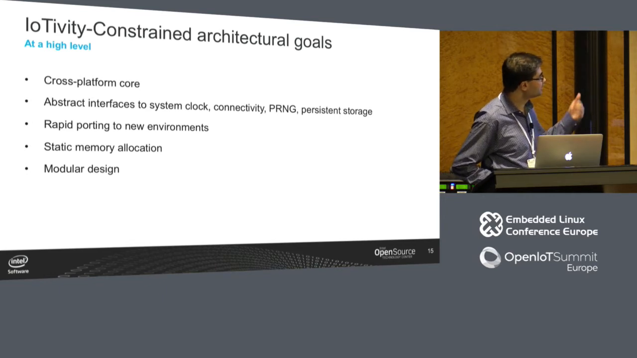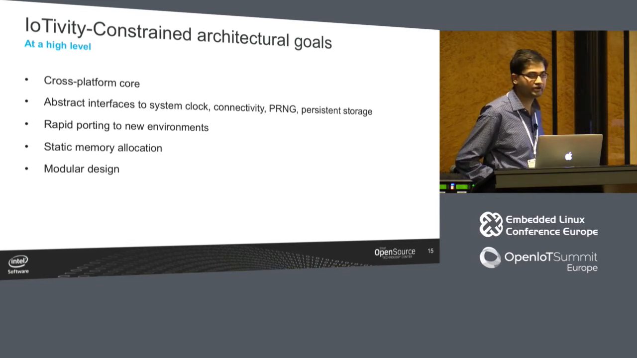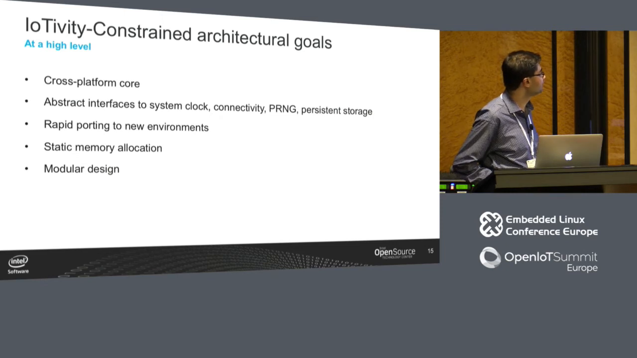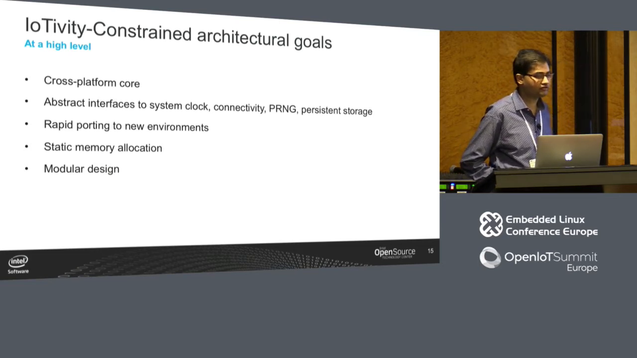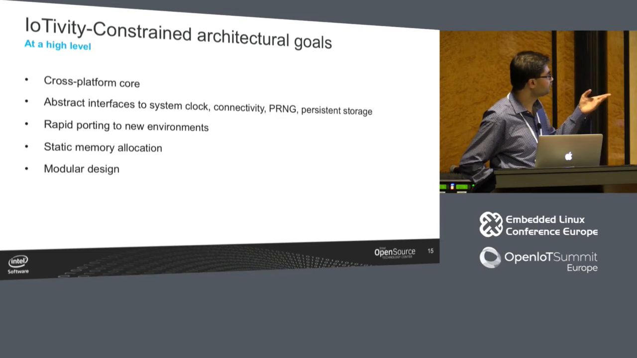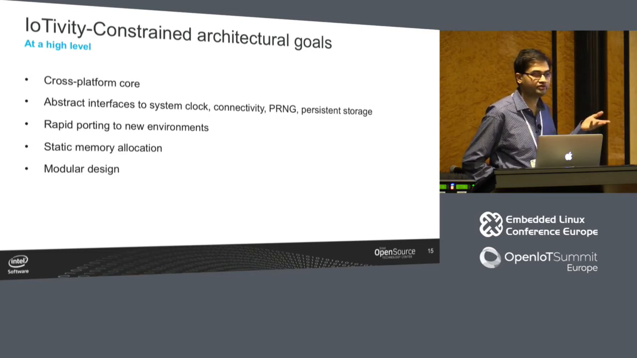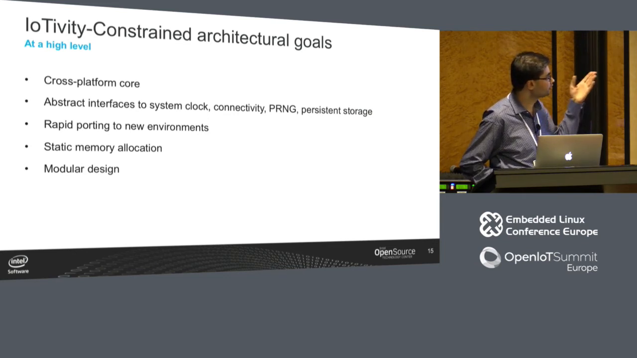It interacts with lower level platform-specific functionality via a set of abstract interfaces. These interfaces are defined in generic terms and elicit a specific contract from their implementations. The specific functionalities that these interfaces cover span connectivity, access to a system clock, pseudo-random number generation, and some form of persistent storage. And these are all features that the core framework relies upon and needs to carry out its functions.